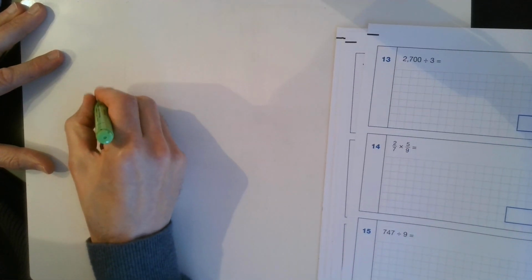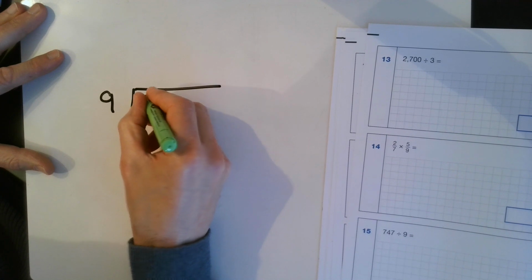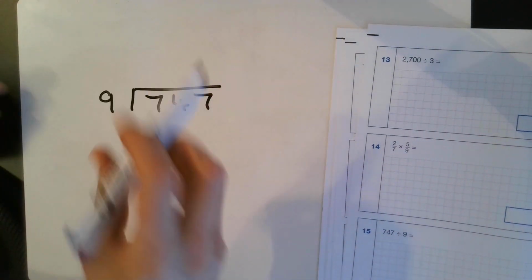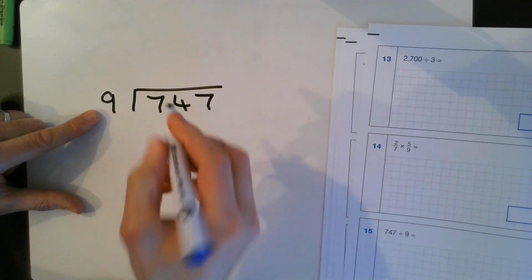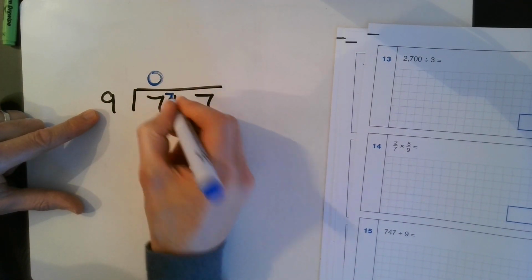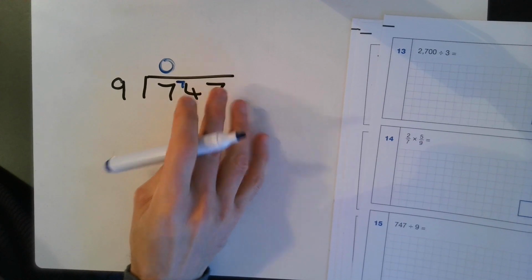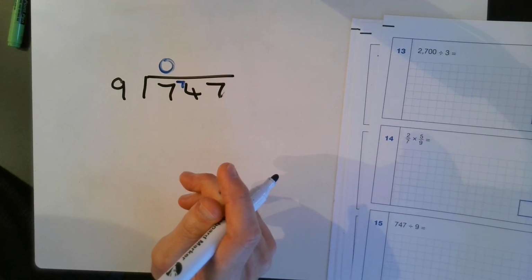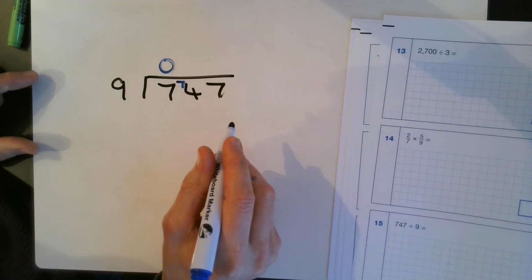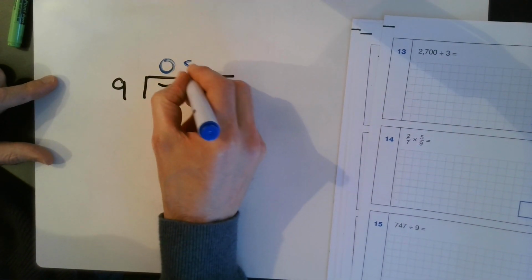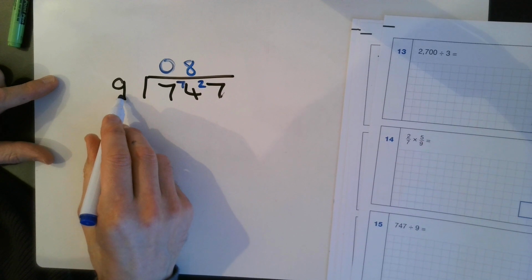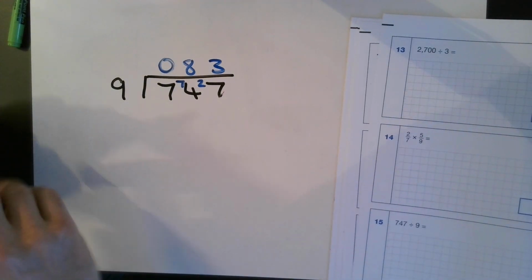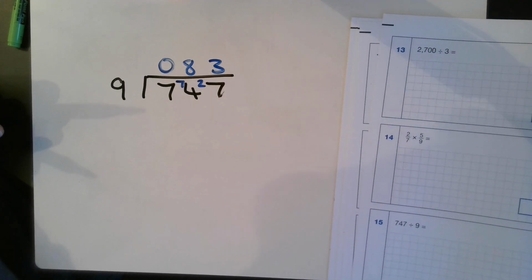747 divided by 9. Okay, so how many 9s in 7? 0, remainder 7. How many 9s in 74? So I know that 9 8s are 72. So that goes in 8 times remainder 2. And how many 9s in 27? 3. Okay, it's nearly always a whole number for when you're doing a division question.